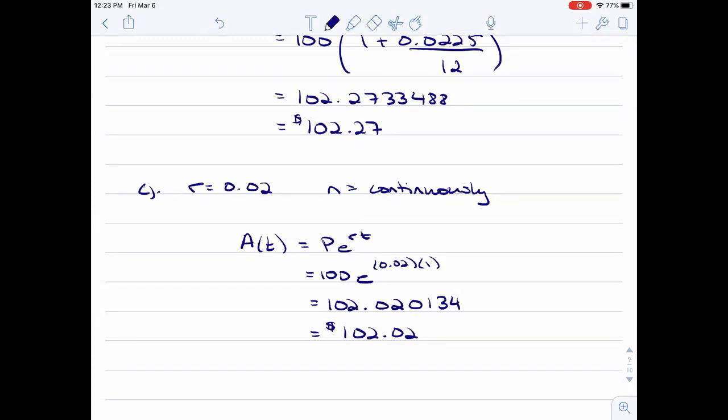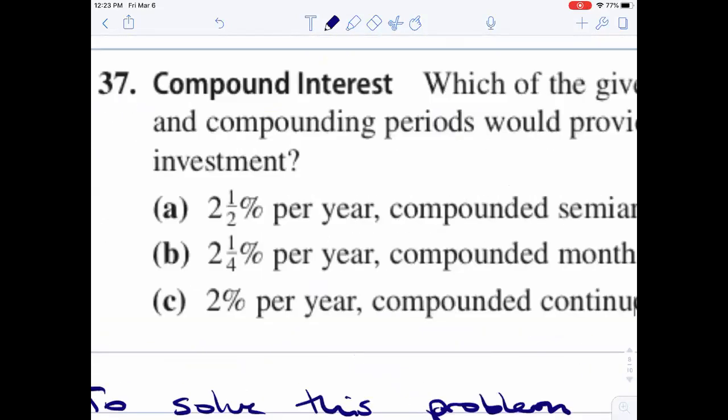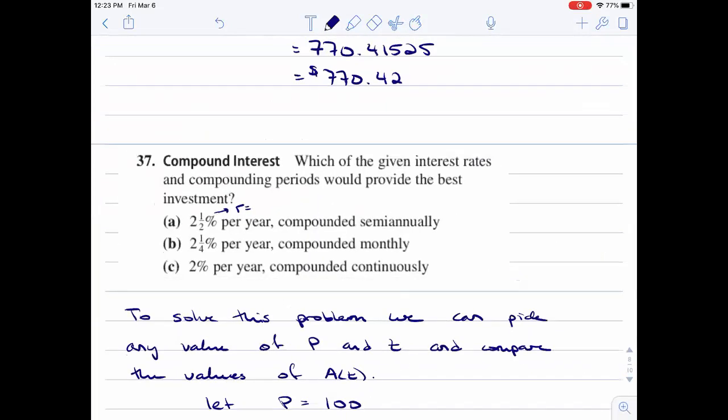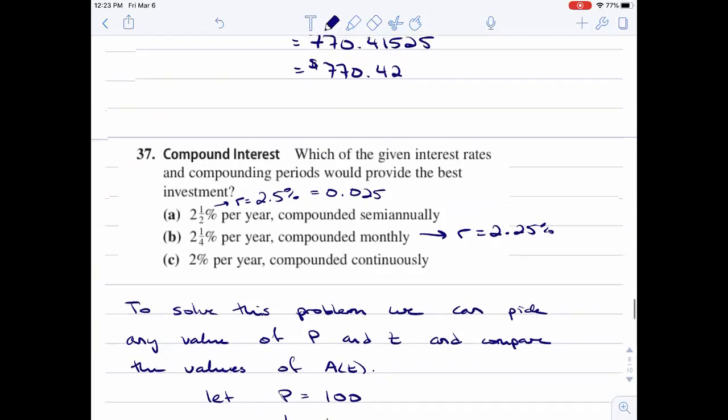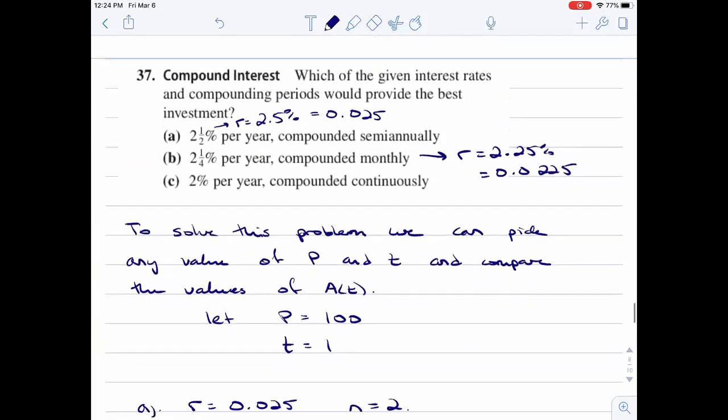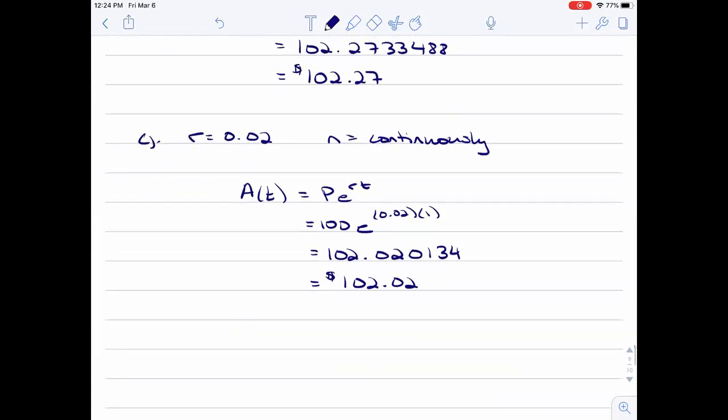Any questions about those investing problems? I just want to know how you get the value of r equals 0.025 and 0.0225. Because here we said 2.5% per year. So this says that r is 2.5%, which is 0.025. Because 2.25%, which is 0.0225. Is that good? Any other questions?